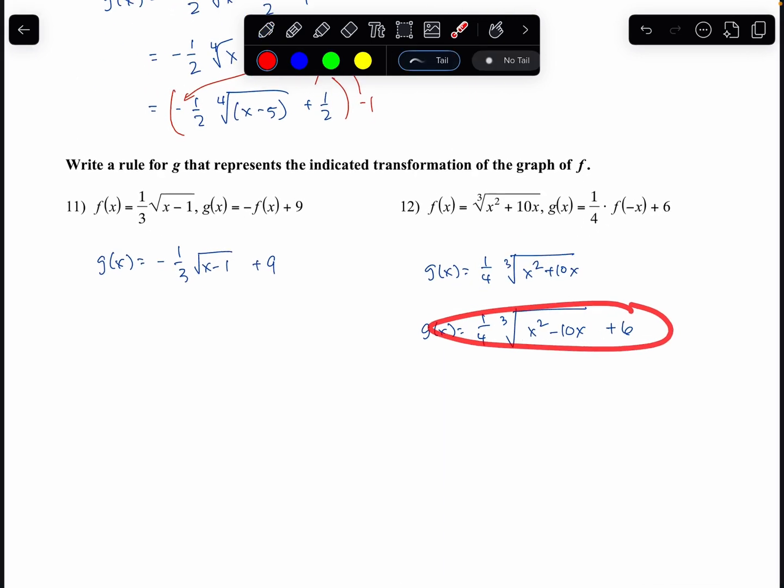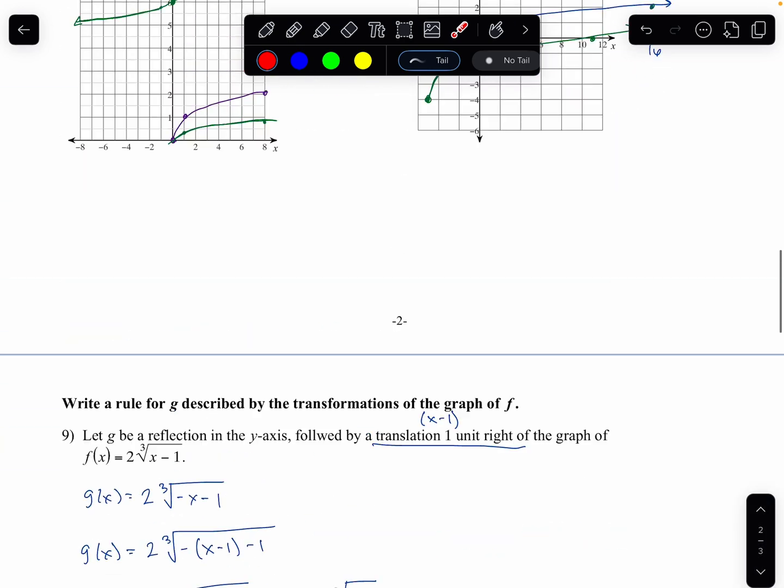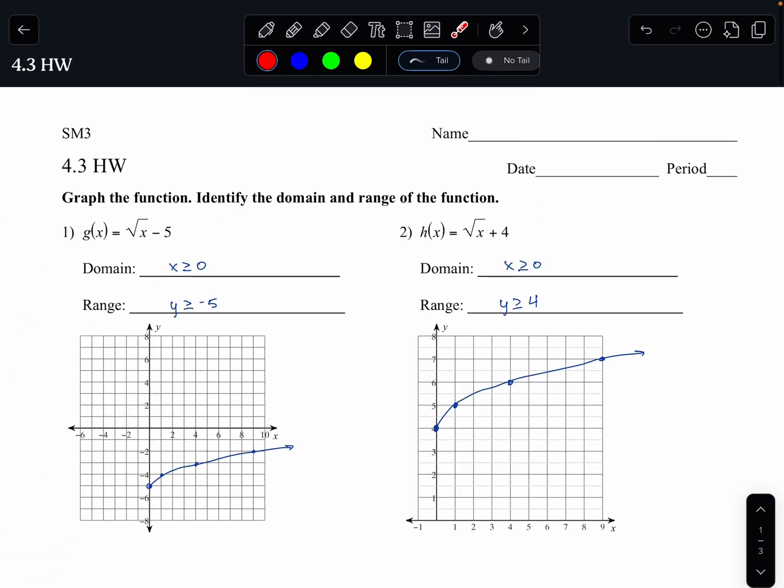That would be the finished rule for that right there. Okay, and that's going to be everything for 4.3.